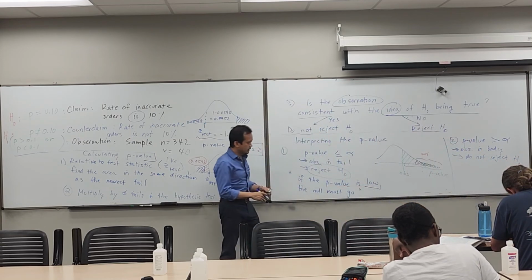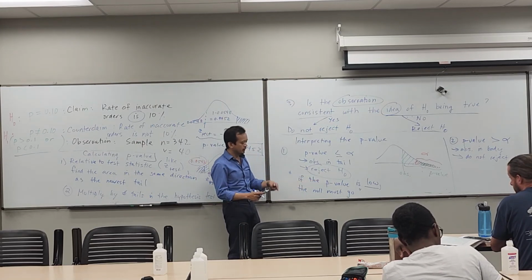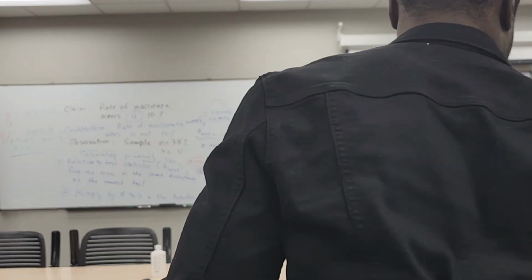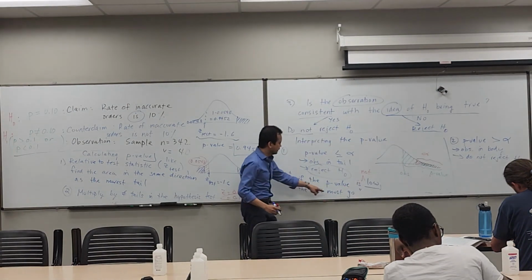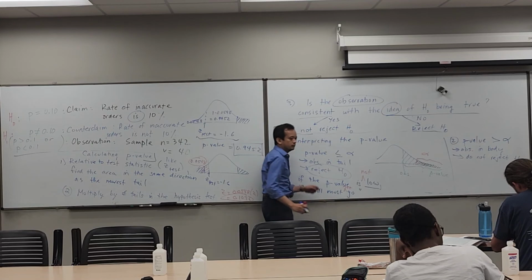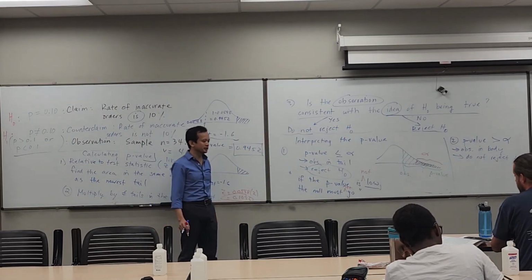And so you can use the same cute saying that we used before. If the p-value is low, then the null must go. So what you can do is insert nots. If the p-value is not low, then the null must not go. So that means you do not reject H0.